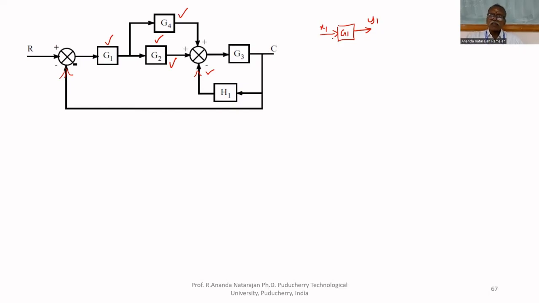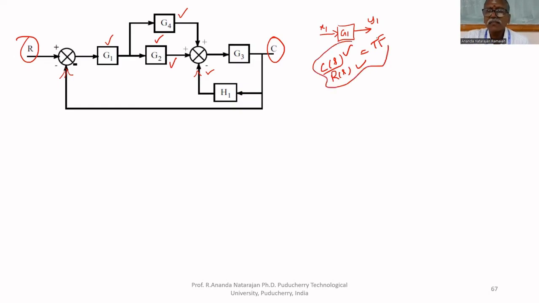We can find a transfer function C of S upon R of S. This is output C of S, input R of S. The Laplace transform of output upon Laplace transform of input is the transfer function. We can find the transfer function by manipulating the 5 equations. How many equations will be there? For each block, one equation will be there, so 5 equations. If you combine all the 5 equations, you will get the transfer function like this. You have to manipulate all the 5 equations.